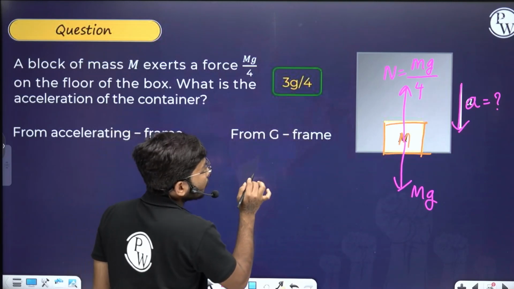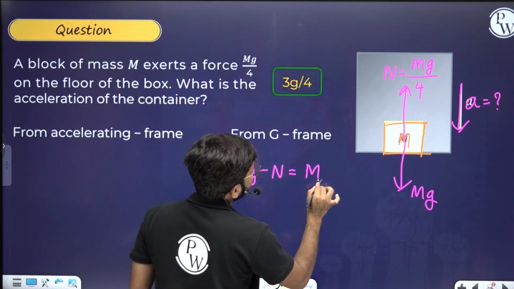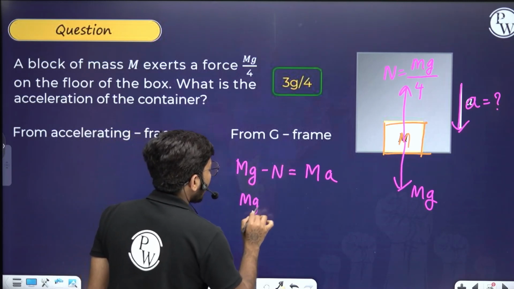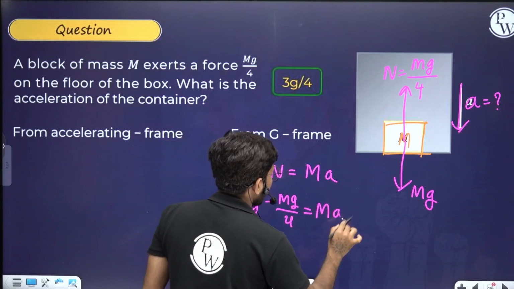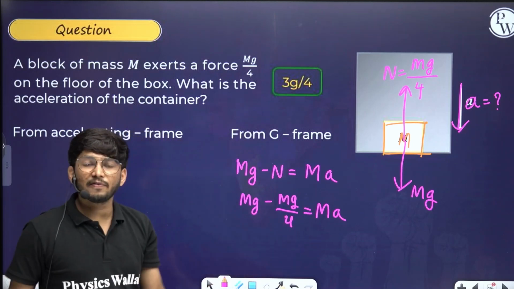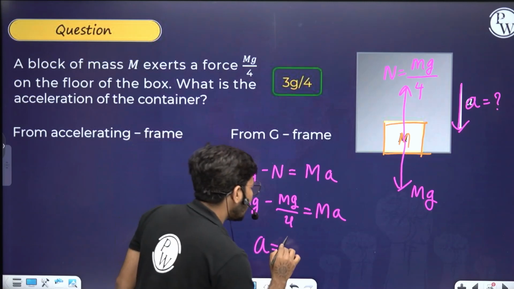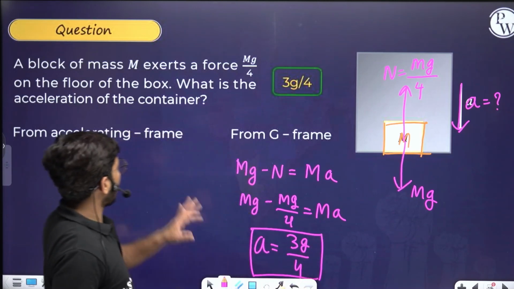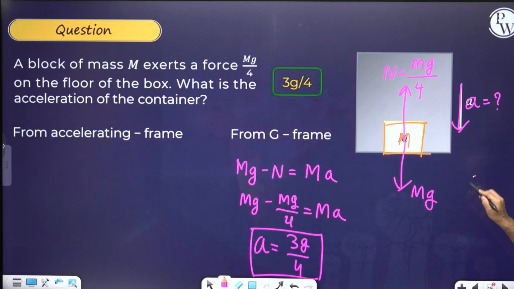So according to the ground frame, mg minus N is equal to m into a, correct? And this N is given as mg by 4. So mg minus mg by 4 is equal to m into a. mg minus mg by 4 is 3mg by 4, but m gets cancelled. So a is going to be directly 3g by 4. This one we solved from the ground frame, right? This is the G frame.